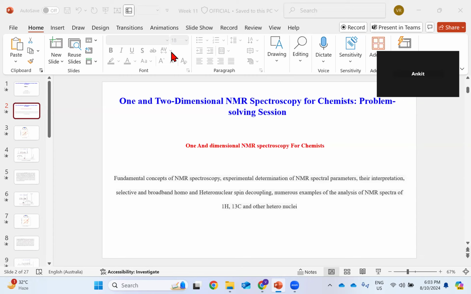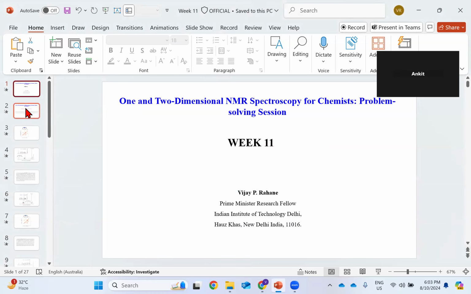So today we are going to start our 11th session on one and two dimensional NMR spectroscopy for the chemist. And today we'll look at some problems on what the NMR spectra look like, especially the one dimensional and the two dimensional NMR spectra. Also, we'll see some examples of the DEPT experiment, how the DEPT spectra look like and what their importance is in the day-to-day life of the chemist.